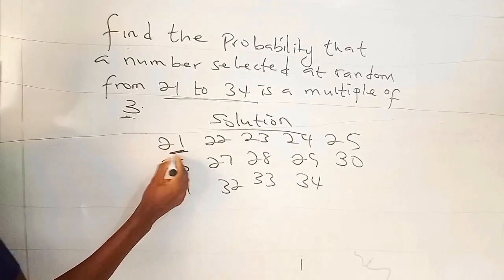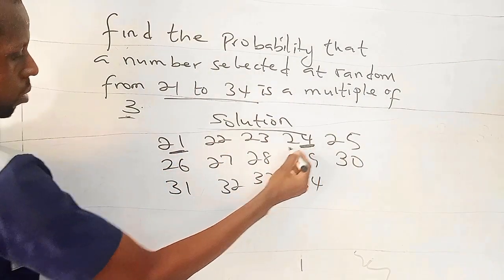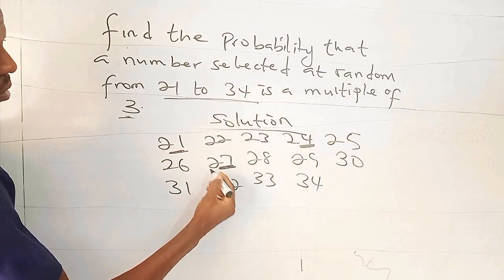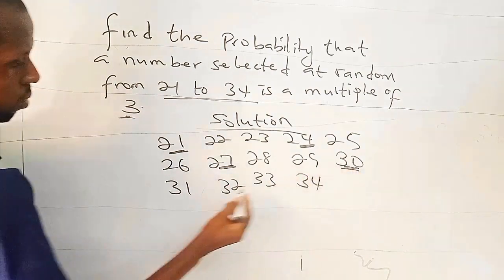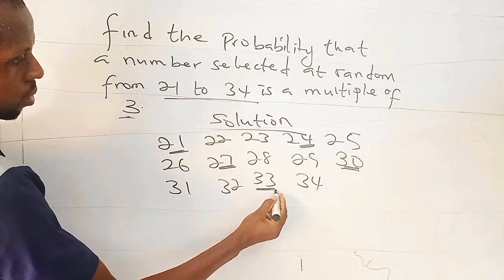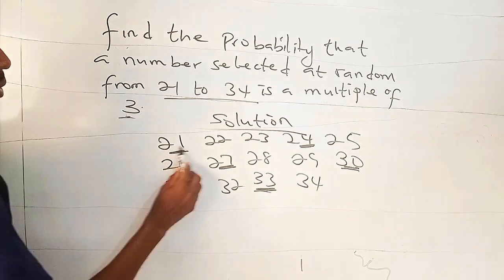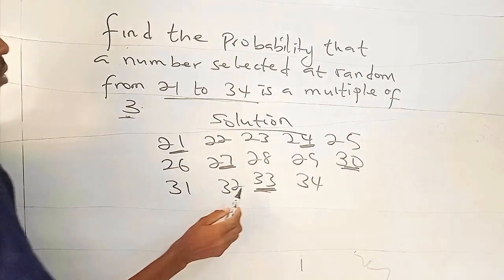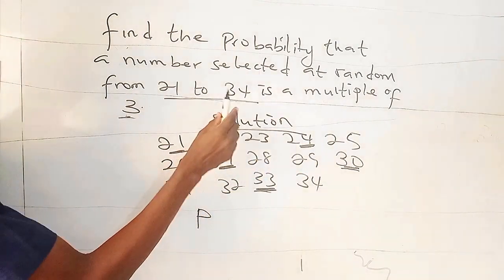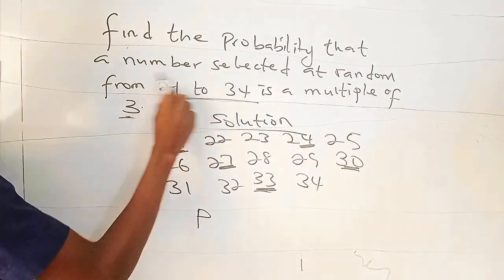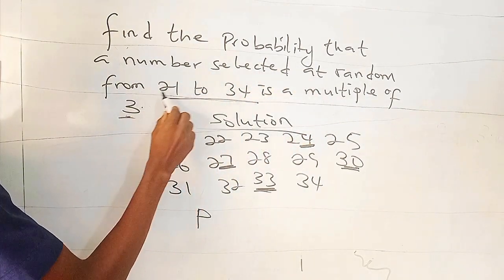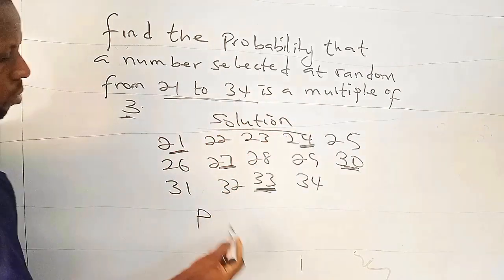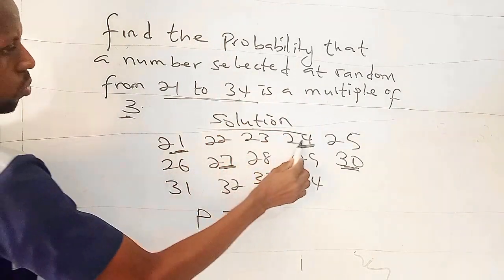So 3 times 7 is 21, 3 times 8 is 24, 3 times 9 is 27, 3 times 10 is 30, 3 times 11 is 33. So we have how many? We have 1, 2, 3, 4, 5. So the probability of picking a number from 21 to 34 which is a multiple of 3 is 5 out of the total.